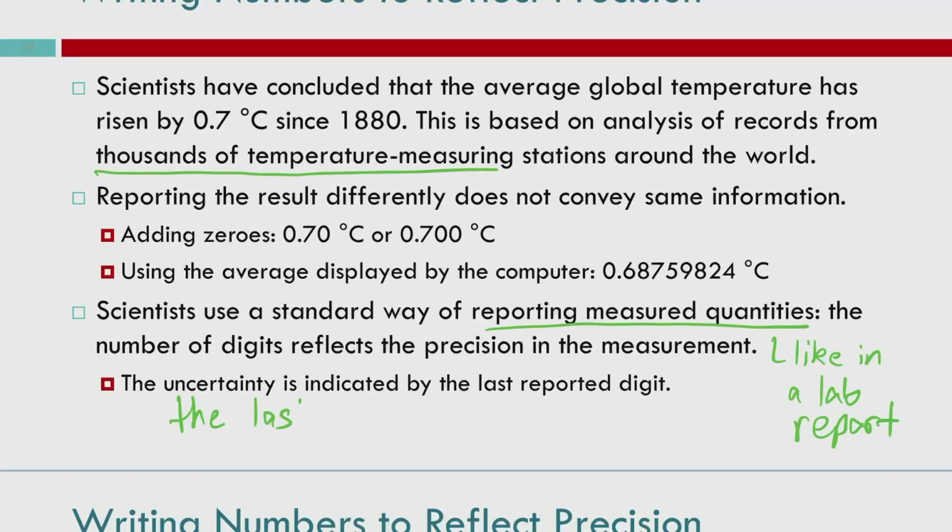So in any measurement, the last number is a little plus or minus. So it could be a little bit higher, could be a little bit lower. We're just saying, yeah, it's about there. So this 0.7 could be 0.69, could be 0.71. There's a little bit of uncertainty about where that exactly is, but we can say for sure that it's about 0.7.